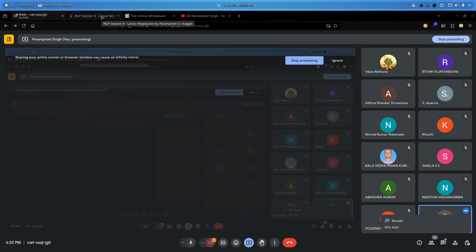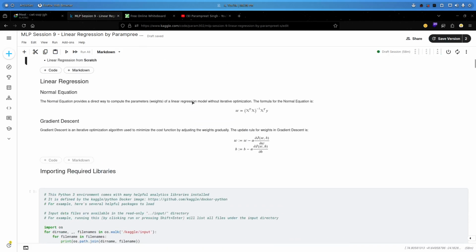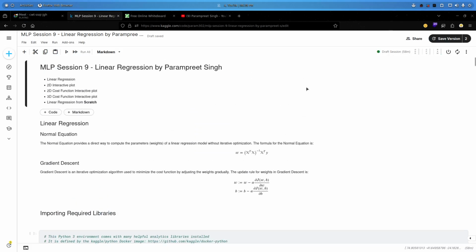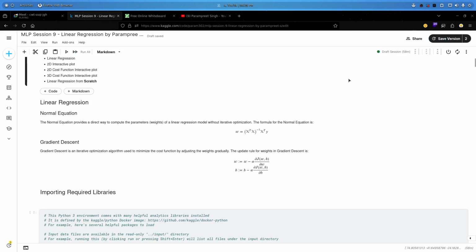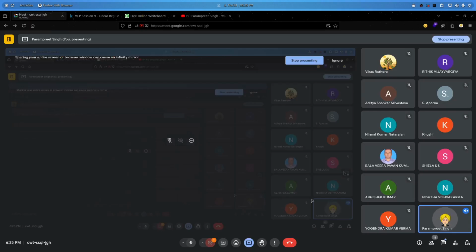So this is the notebook which I created earlier also. I did some modifications for today's session. Also, I did some more plots. So, okay, let's start.